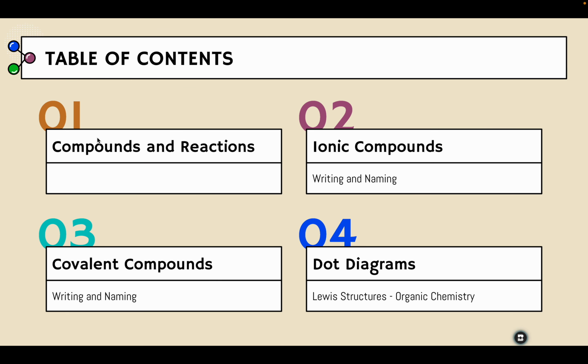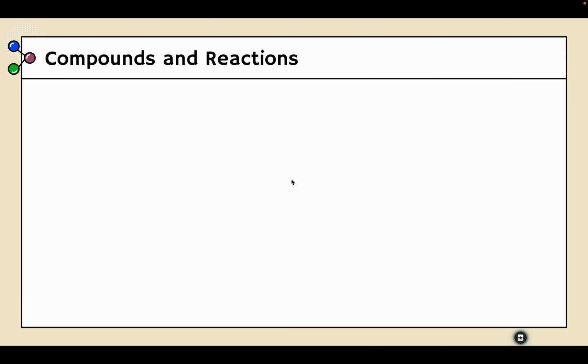The notes are going to be split apart into four. So we have compounds and reactions first. We're just going to do some vocab with those. Then we're going to dive into some ionic compounds, as well as writing and naming those compounds. And then covalent compounds, writing and naming, and then lastly we're going to talk about some dot diagrams. Okay? So first things first, compounds and reactions.